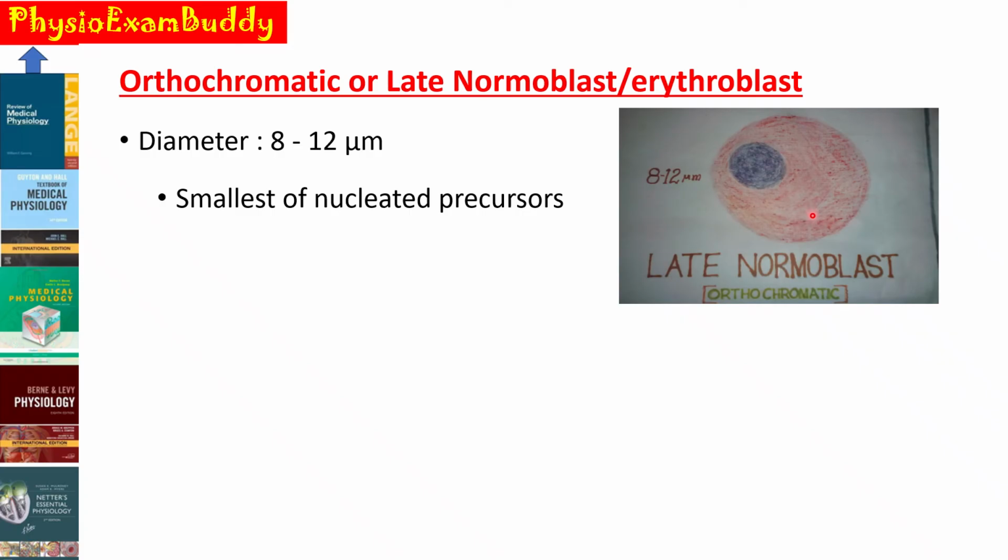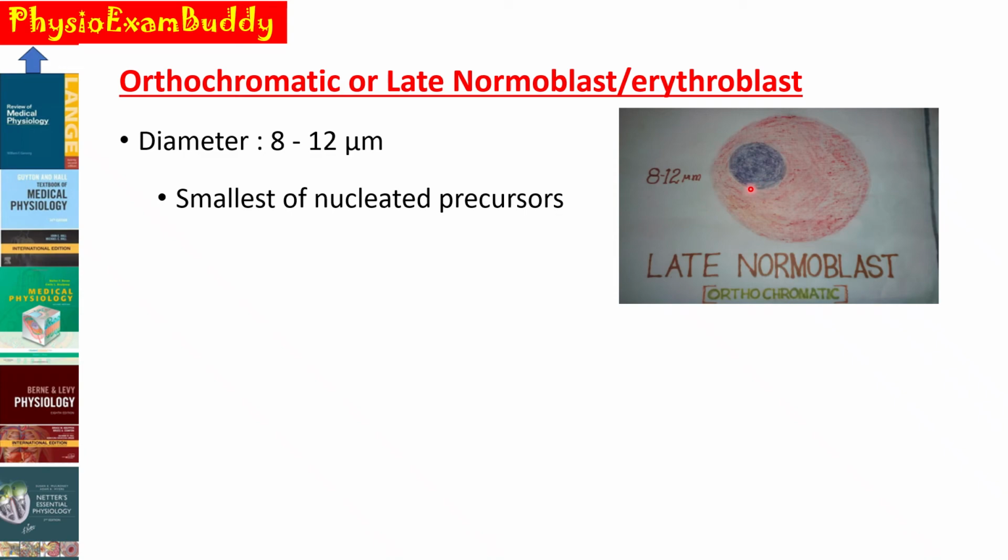And from the polychromatophilic phase arises the orthochromatic or the late normoblast or late erythroblast. And still the diameter is found to be decreased as the stage advances. So here the diameter is only 8 to 12 micrometers, and it is the smallest of the nucleated precursors. After this stage the nucleus disappears. So this is the last stage at which you have to draw the nucleus.